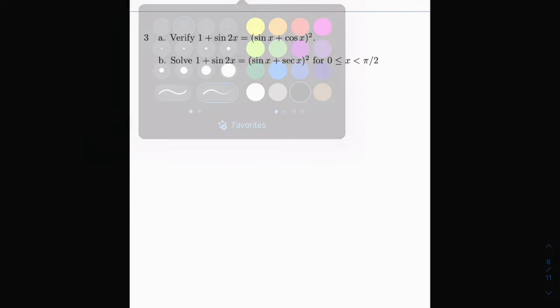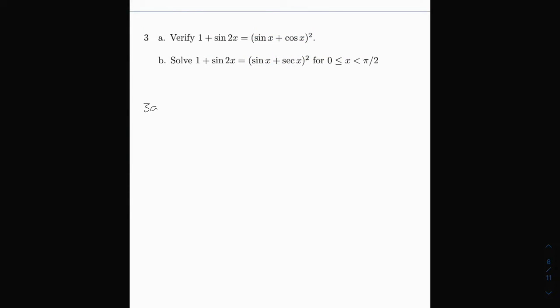Here's what we're going to do. 3a. Okay, we're going to start on the right hand side. What I'm going to say is I'm going to multiply it out, because I don't like the way it's looking at me. I need to multiply it out.